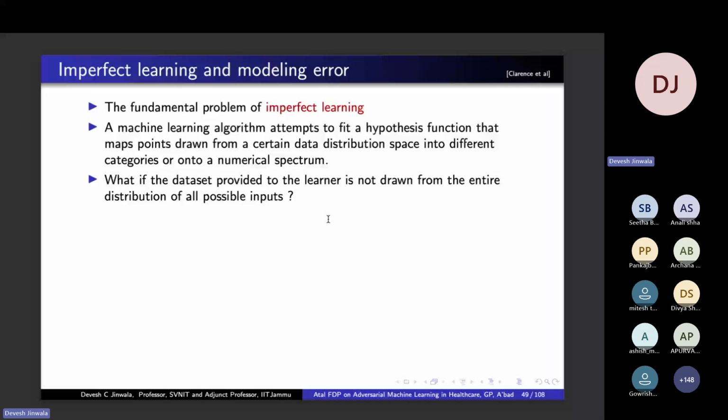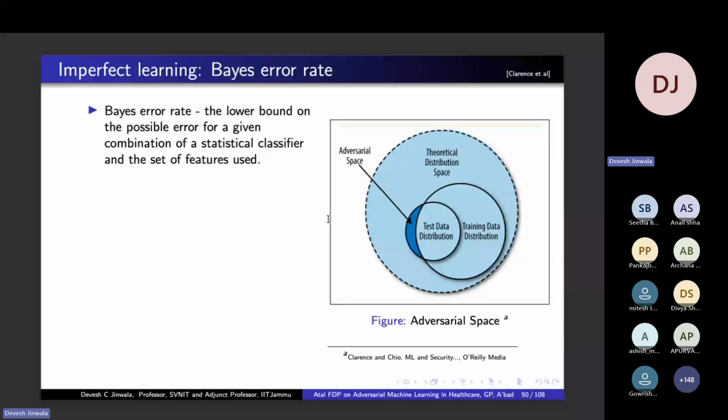So I said I'll show a beautiful diagram, which is this diagram. What it talks about is the Bayes error rate, known in machine learning, which is the lower bound on the possible error for a given combination of statistical classifier and the set of features we used, which I explained earlier. What are the weights associated with different features? The confidence was -1 and meeting was -3 and buy was 1 or something like that. So the Bayes error rate would say that if I am not considering all the data which may occur, there is going to be a certain problem in my learning, and I would try to take care of that in my machine learning model.